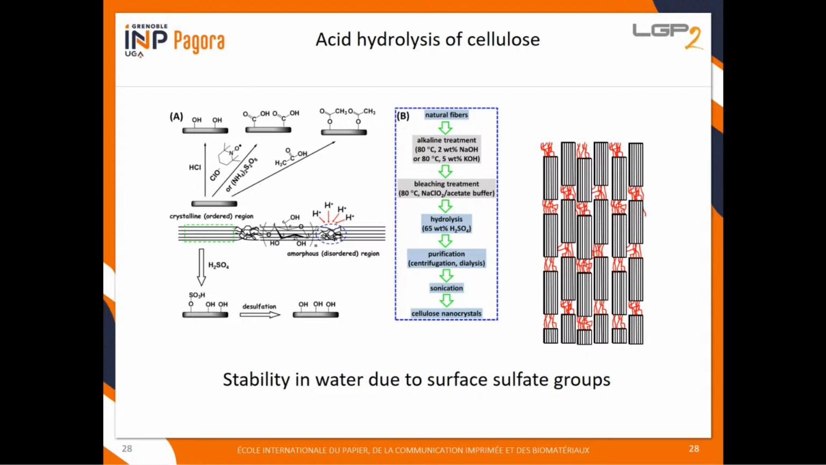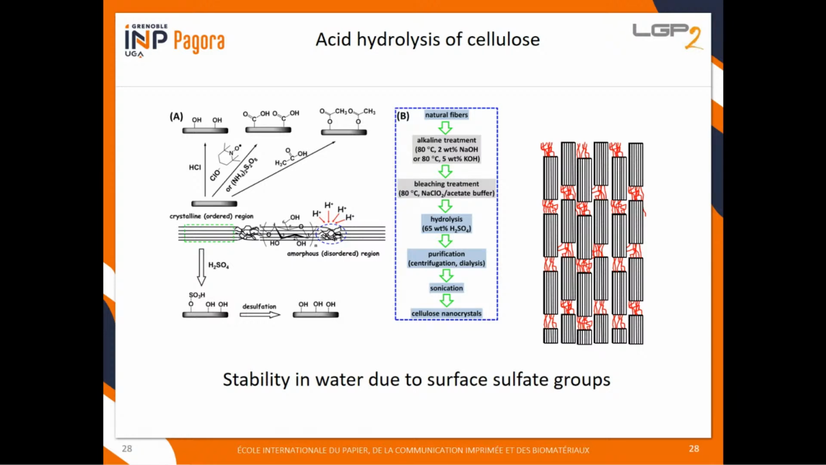Different acids can be used. Usually sulfuric acid is used, so the only difference with other acids is the surface chemistry of cellulose after this treatment. In the case of sulfuric acid, sulfate groups are created on the surface of the nanoparticles, and it helps to have a stable suspension in water.